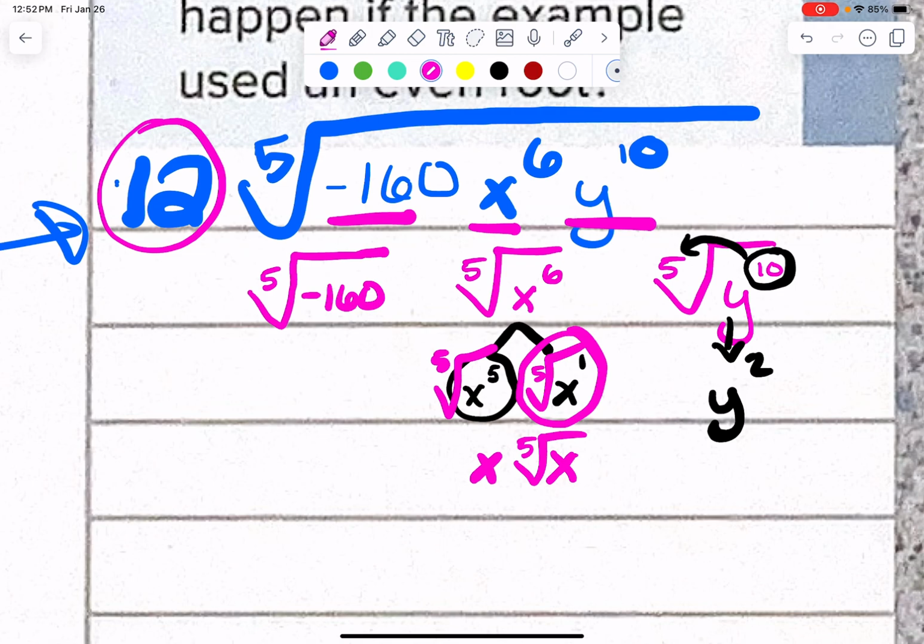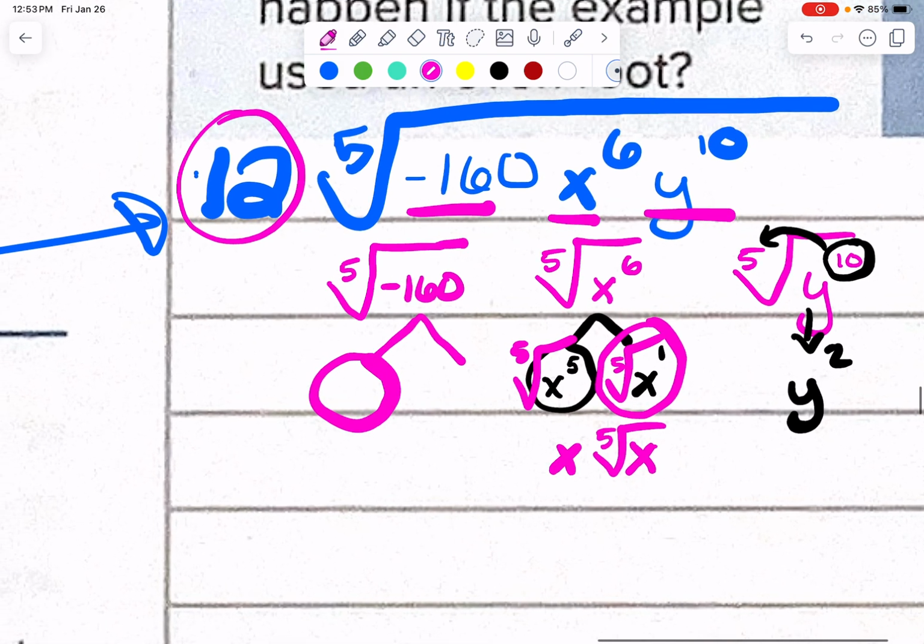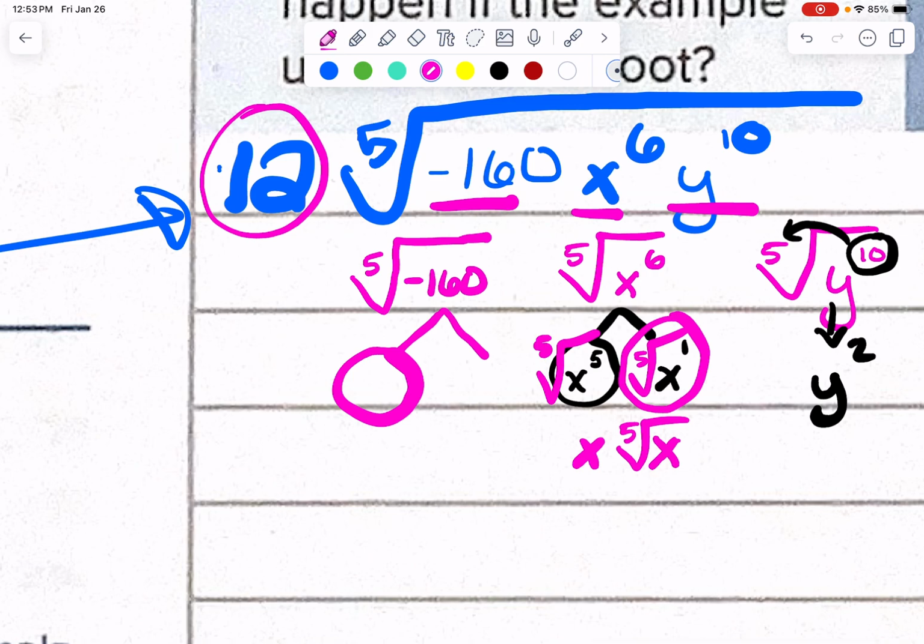All right. This one, negative 160, I have to figure out what number I can use that I can take the perfect 5th root of. I know it has to be negative. So negative 1 times negative 1 times negative 1 times negative 1 times negative 1 is going to be negative 1, right? Negative 2 times negative 2 times negative 2 times negative 2 times negative 2. There's 5 of those. That is negative 32. And I wonder if 32 goes into 160.